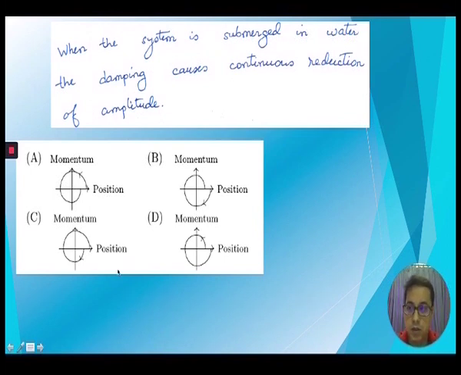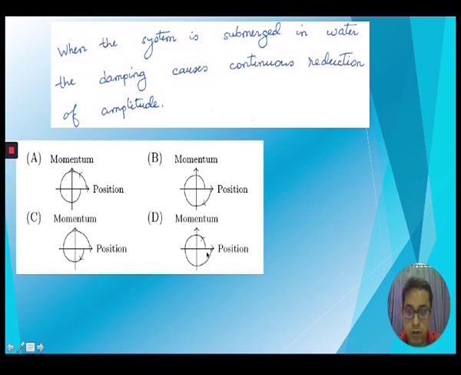Now if you look at the diagram carefully, what about option A? It is starting here, and as it goes, the momentum is increasing in the positive direction, but that is not the case. What we had is momentum in the negative direction. Therefore, this cannot be the correct option.